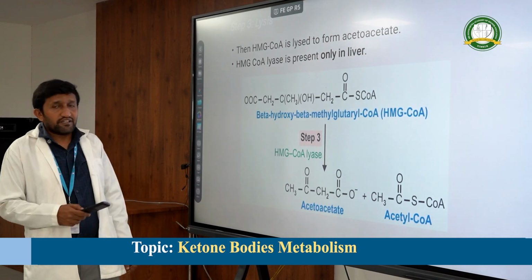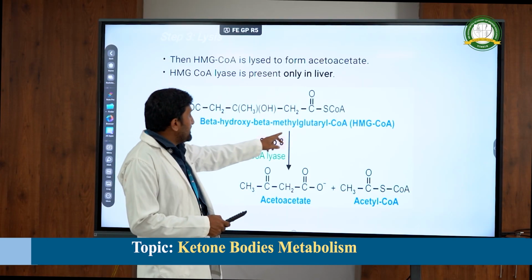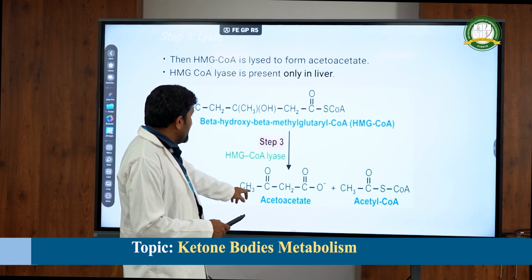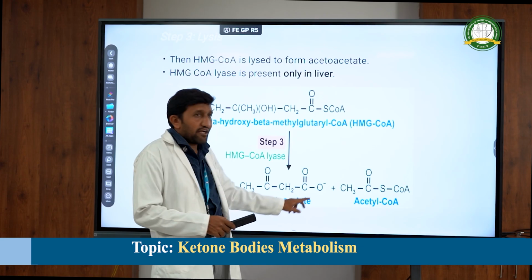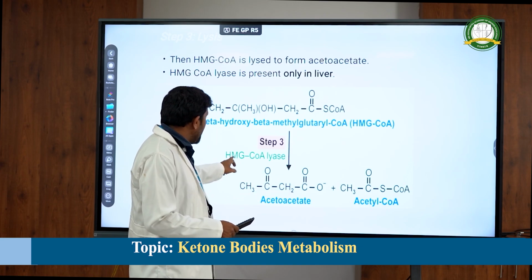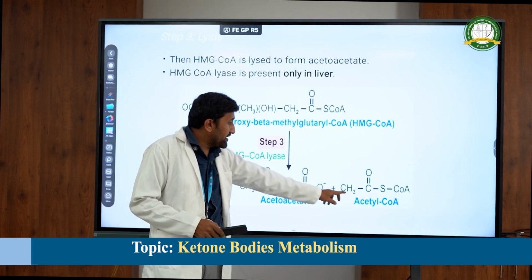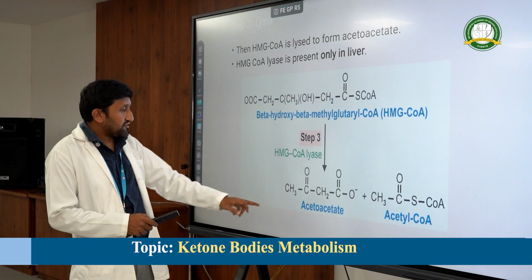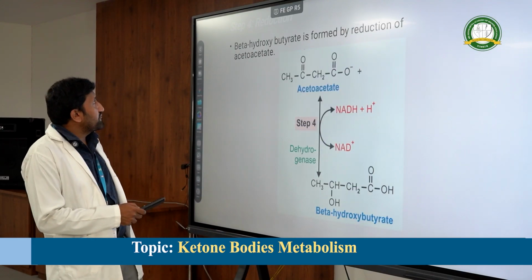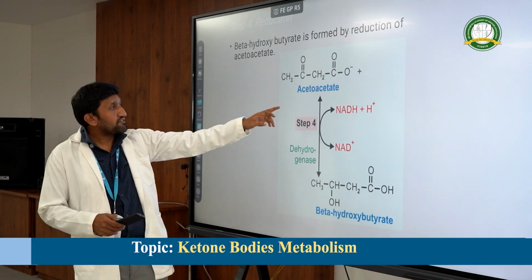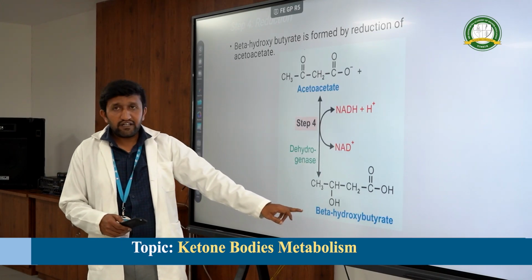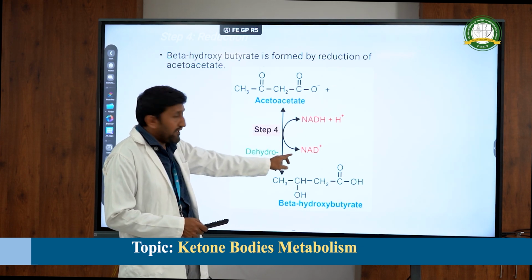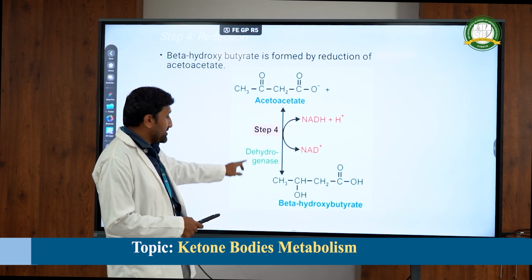Coming to the third step, HMG CoA is converted into acetoacetate. This is the first primary ketone body synthesized, from HMG CoA lyase. It splits into acetoacetate and acetyl CoA. In step 4, acetoacetate is converted into beta hydroxybutyrate, where NADH plus H plus is converted to NAD by the enzyme dehydrogenase.